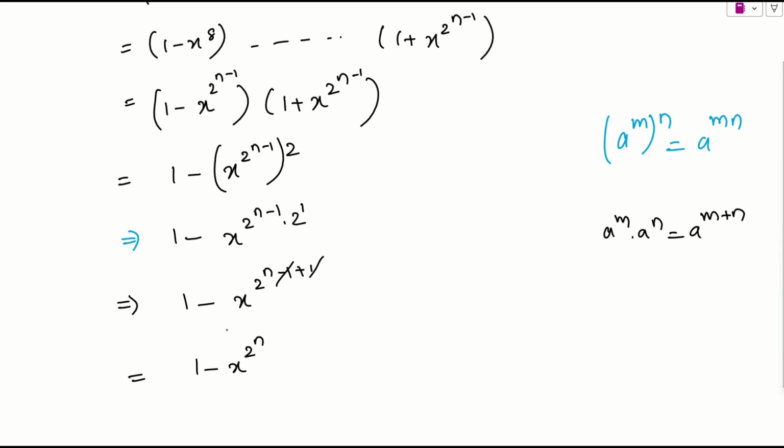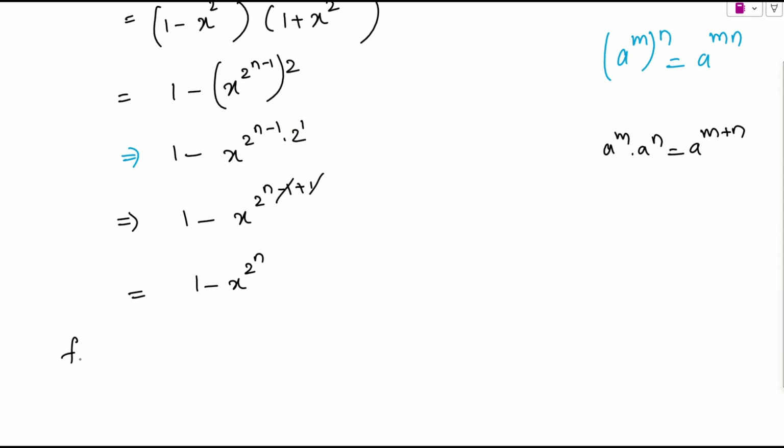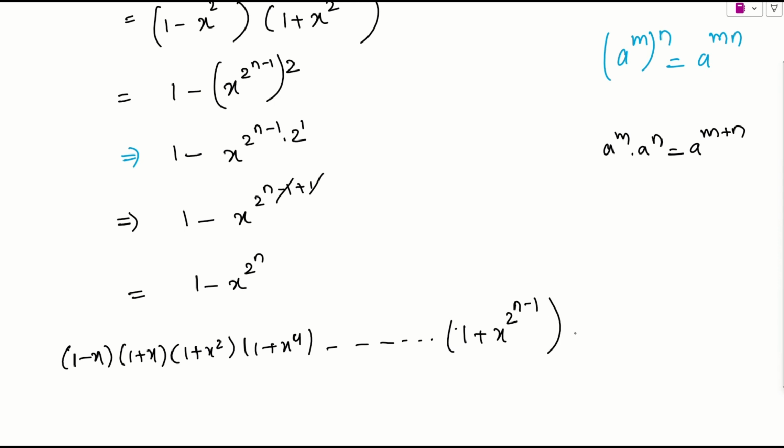Is it okay? What is this? So what we have taken is the product of all the terms. Let me show you. I have taken, just a second, 1 minus x into 1 plus x into 1 plus x square into 1 plus x power 4, agree, and so on up to n terms. 1 plus x raised to the power 2 power n minus 1 terms I have taken is equal to 1 minus x raised to the power 2 power of n.